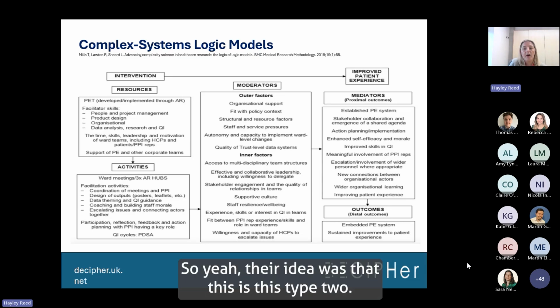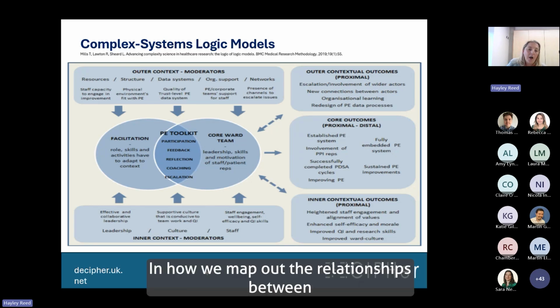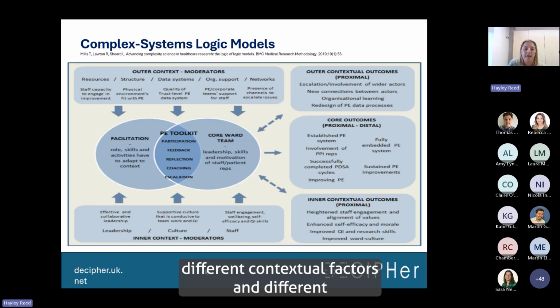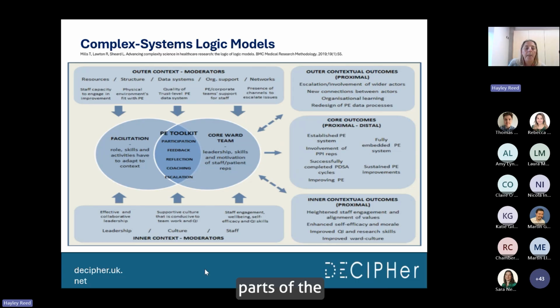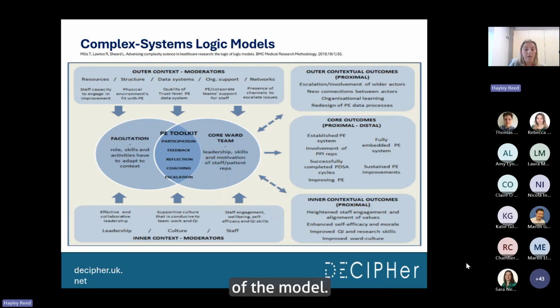So yeah, their idea was that this was a type 2, but they did focus a little bit more on trying to, at the end of the paper. And I said, this is a really good paper if you're really interested in how we map out the relationships between different contextual factors and different parts of the intervention with context. They kind of drew on this, which is a type 4 example of the model.